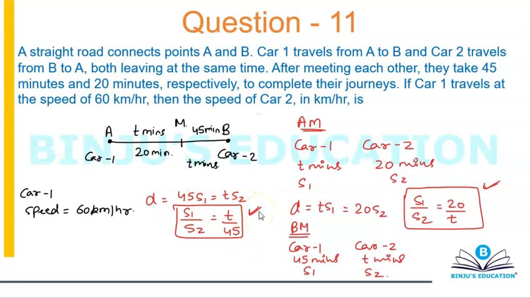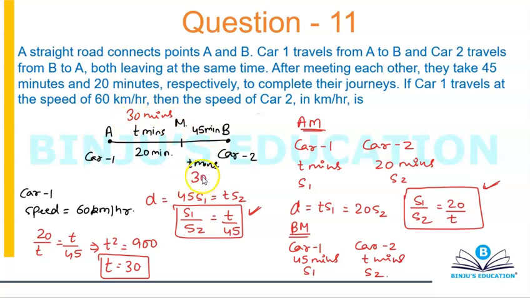Now S1 over S2 is the same in both, of course, since it's a ratio. So we will have 20 by T equal to T by 45, or T square is equal to 900, which means T is equal to 30. Which means both the cars took 30 minutes to reach M from their respective starting points.